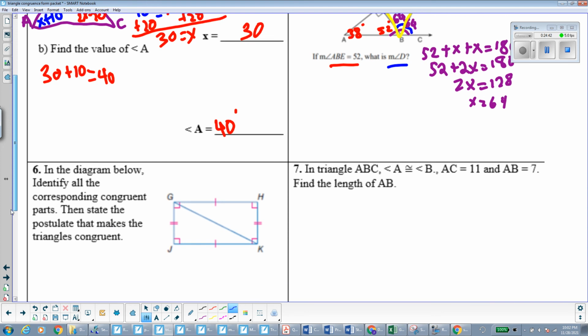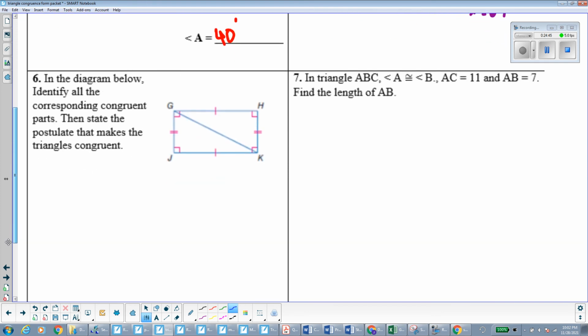In the diagram below, identify all the corresponding congruent parts, then state the postulate that makes the triangles congruent. Okay, so let's do sides first, and then we'll do the angles. So I see GJ that has two congruence marks on it is congruent to HK that has the same congruence marks on it. I see JK down here and GH over here with the same congruence mark on them. So let me put JK is congruent to GH.